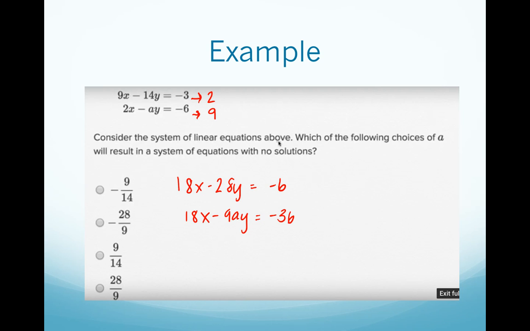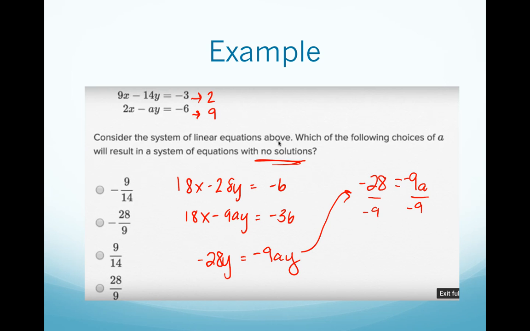And so essentially, if we were going to subtract these, we want all of our variables to disappear if we have no solution. So these are going to disappear. We need these to disappear. So essentially, we need the negative 28y to be the same as the negative 9ay. If we go to solve here, we can divide both sides by y, and those will disappear. We have negative 28 equals negative 9a, and we can divide both sides by negative 9. So we end up with 28 over 9 when we simplify those negatives.